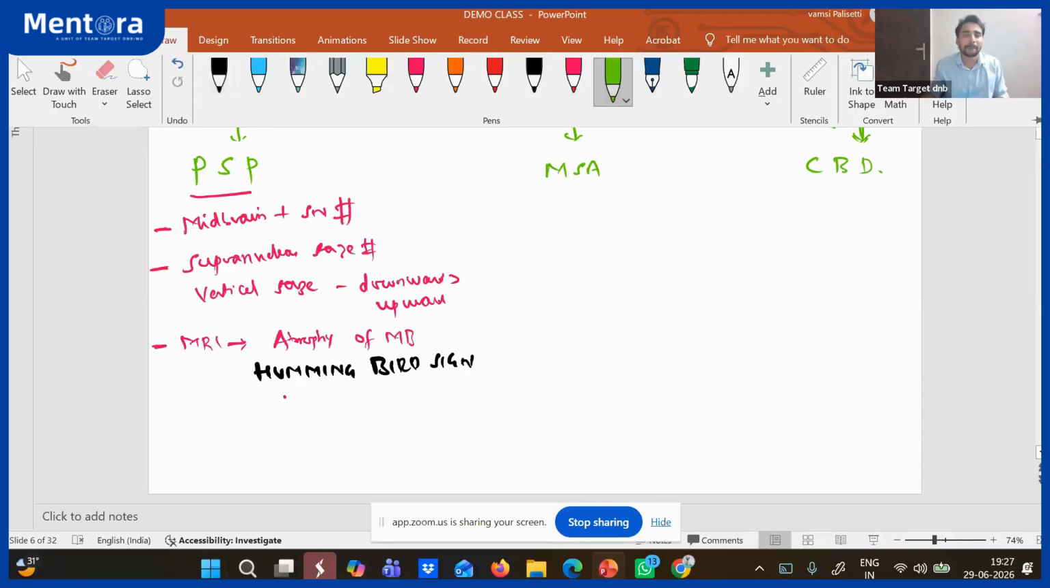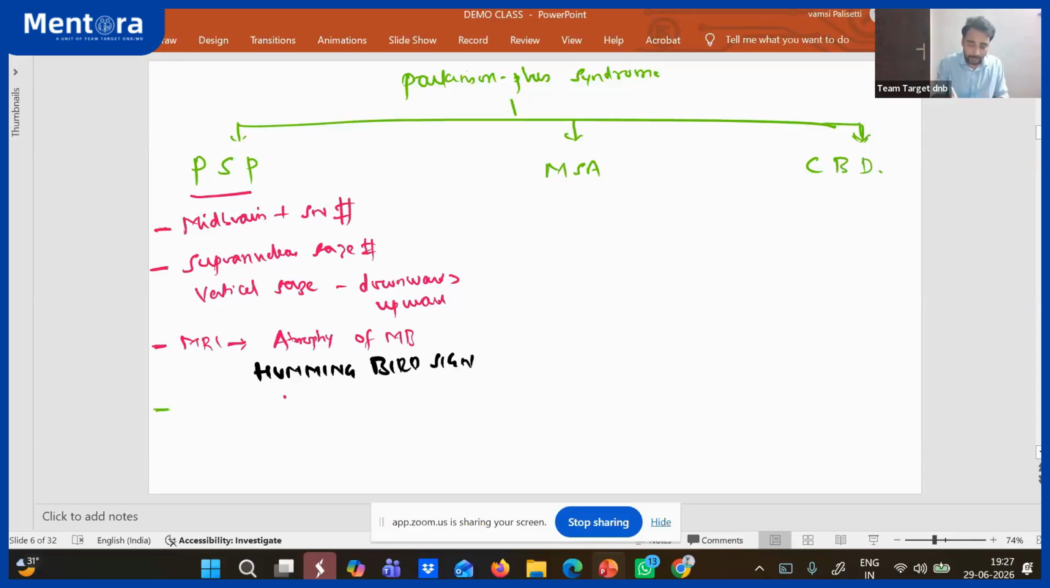Right, hummingbird sign. When you do the brain biopsy in this condition, what is going to happen is they have some tau bodies, and plus astrocytes are there. These astrocytes are tufted. Very important. Tufted astrocytes are there. Simple. Right? It's progressive supranuclear palsy. Midbrain and substantia nigra degeneration is there.